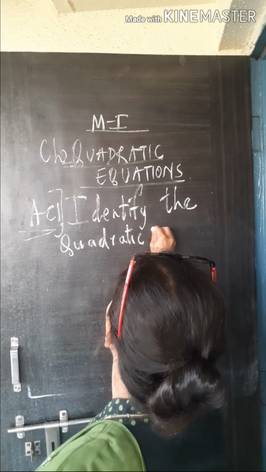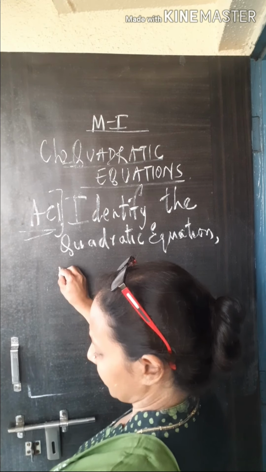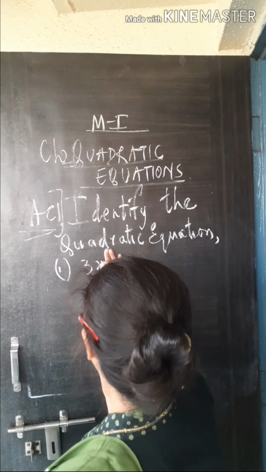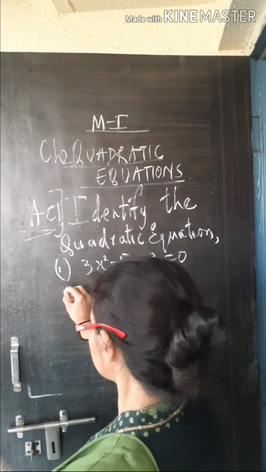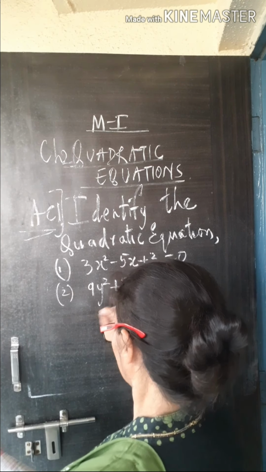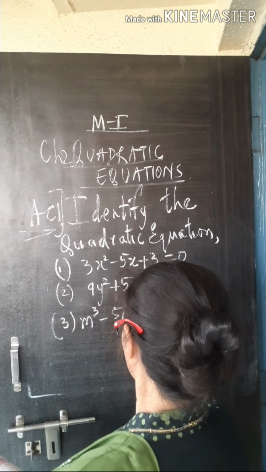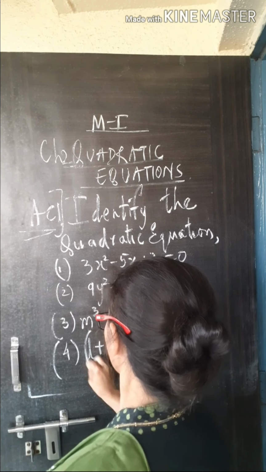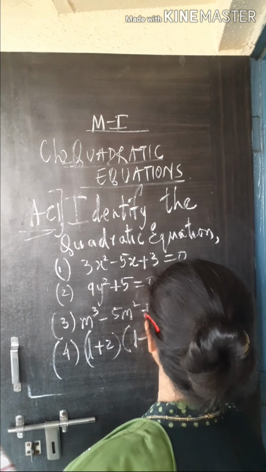Identify the following quadratic equations. The first one I will give you is 3x square minus 5x plus 3 equal to 0. The second one is 9y square plus 5 is equal to 0. The third one is m cube minus 5m square plus 4 equal to 0. And the fourth one is (L plus 2) multiplied by (L minus 5) equal to 0.